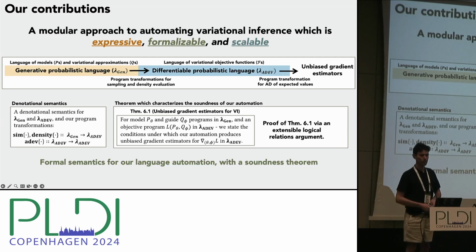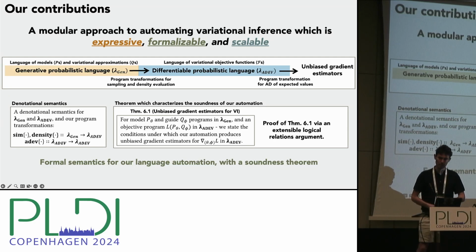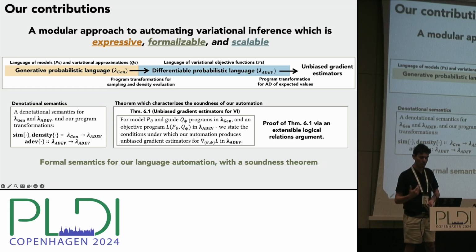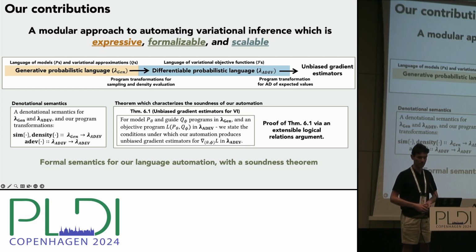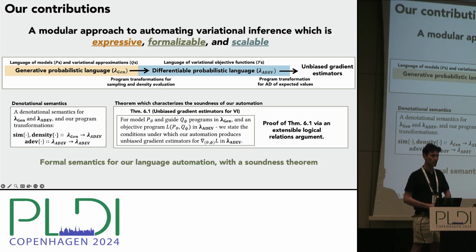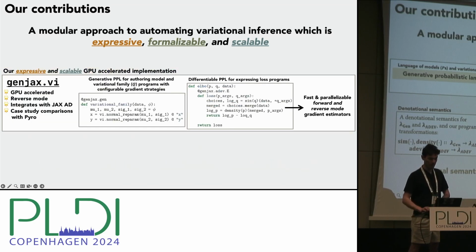Our approach is also formalizable, and we present a denotational semantics for our entire language automation. We utilize our semantics to state a soundness theorem which characterizes the conditions under which our automation produces correct unbiased gradient estimators. And we provide an inductive logical relations argument for our theorem. In fact, our semantics and theorems are modularly extensible, and I'll discuss that later in the talk.